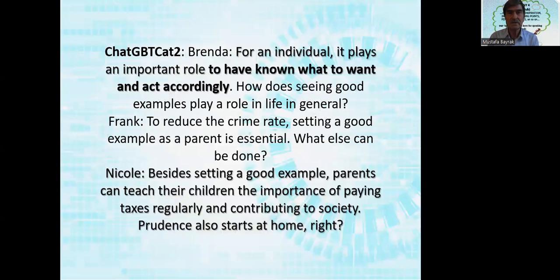Now, the ChatGPT conversation between Brenda, Frank, Nicole, and Serdar. Brenda: For an individual, it plays an important role to have known what to want and act accordingly. Yes, this is really important. It's a really useful standard principle. Let me read it once more. For an individual, it plays an important role to have known beforehand what to want and act accordingly.